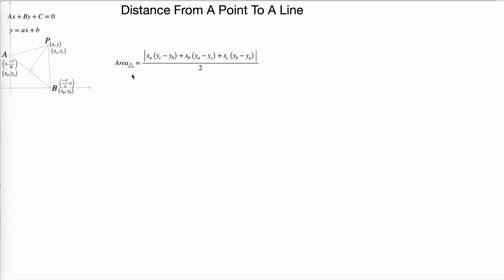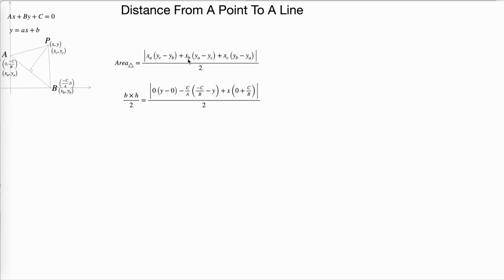vertices. Our area of the triangle is the absolute value of xa times open bracket yc minus yb close bracket, plus xb times open bracket ya take away yc close bracket, plus xc times open bracket yb minus ya close bracket. Absolute value of that divided by 2. The xa is 0. 0 times anything is 0. So I have 0 times the yc is the y value. Take away yb, the yb is 0.